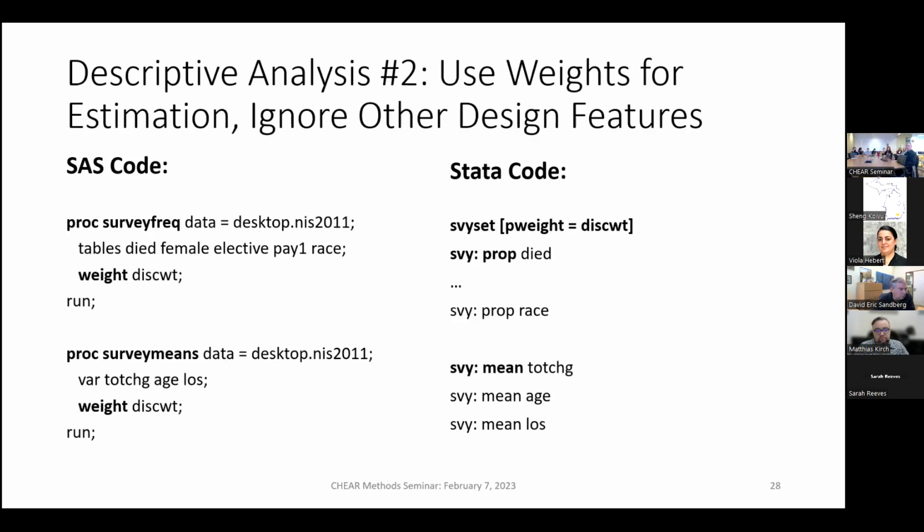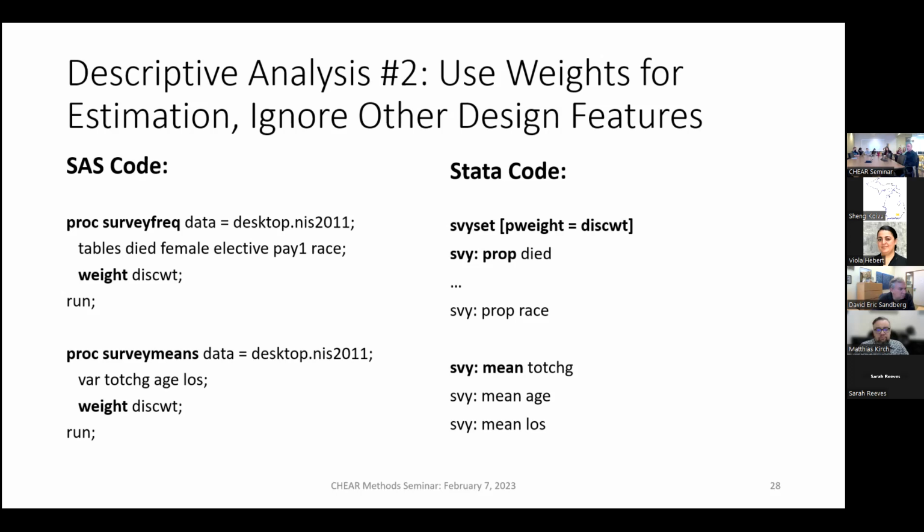Okay. Possible approach number 2 is I say, oh, the weights are important. I'm going to use those for analysis, but I'm going to ignore the other design features. So now I'm using PROC SURVEYFREQ and PROC SURVEYMEANS, those are the appropriate procedures for design-based analysis of survey data, but I'm only doing part of it correctly in this code. I'm specifying the weight variable correctly in these survey procedures, but I'm failing to specify the stratum codes and the cluster codes that are also critical for variance estimation.